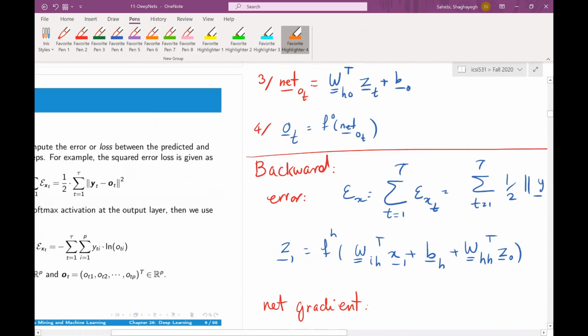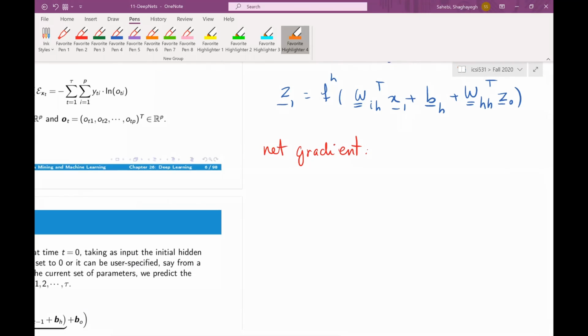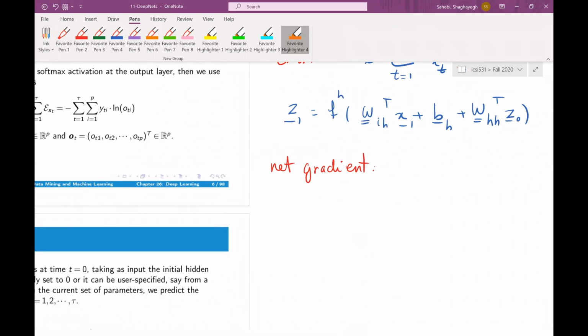So how can we calculate the net gradients? The net gradients for the output layer is similar to MLP. So delta O tau is the derivative of f_o, element-wise product with the derivative of the error with respect to O tau. Okay, that's basically the same because we don't have any feedback loop in the output layer.